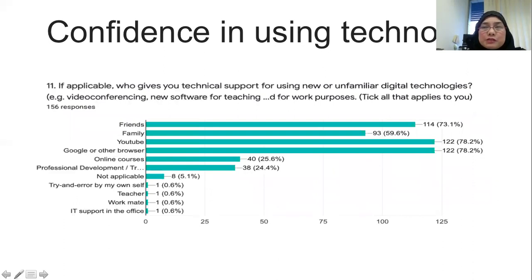In terms of confidence in using technology as well, I asked if there was any technical support they received if they were using new or unfamiliar technology. This could be the likes of video conferencing, new software, and so forth. About 73.1% said that friends gave them support in using technology. Family, about 59.6%. A relatively similar number, about 78.2%, said that they use YouTube to learn or to use technology. And 78.2% also use Google or other browsers. And some participate in online courses and professional development, 24.4%, not applicable, and so forth. So you could say that in terms of technology overall, according to the respondents, 73% at least or more believe that friends, YouTube, Google, and other browsers are the best sources of support for using technology.